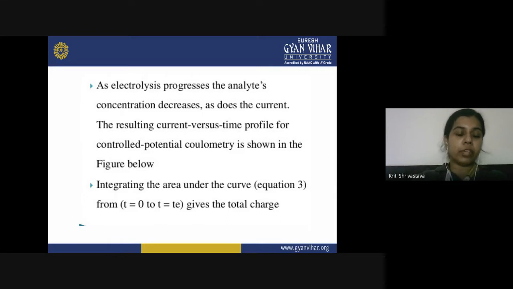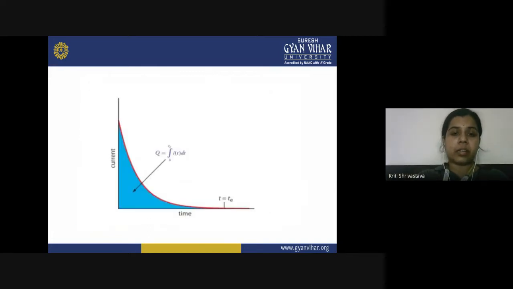So what happens when you plot a graph between the current and time? With respect to time, you are plotting the current. Initially when your analyte was high in concentration, you will get a high amount of current. But when the electrolysis progresses, the concentration of analyte decreases, and as a result the current is also decreasing. So you get a curve here, and by calculating the area under the curve, you get the current-time profile in the controlled potential coulometry.